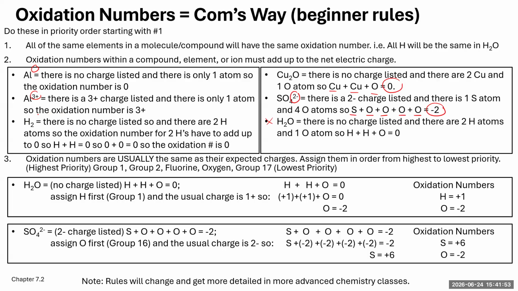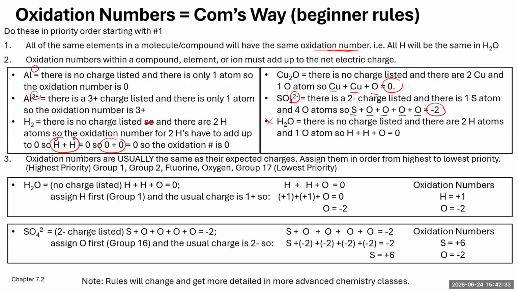H2, there's no charge listed, so there are 2 hydrogen atoms, and the oxidation numbers for the 2 hydrogens have to add up to 0. So what 2 numbers add up to 0, right? Hydrogen and hydrogen have to add up to 0, so the only number that works is 0. Again, they have to be the same number. They can't be +1, -1. They have to be the exact same oxidation number. So that means this is 0 for these hydrogens.